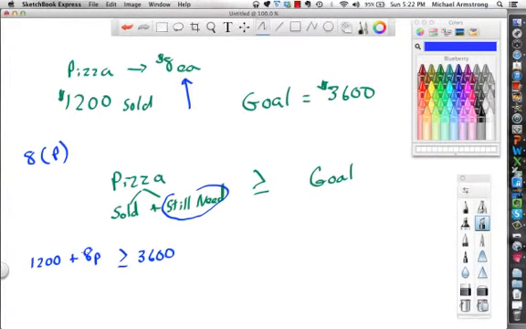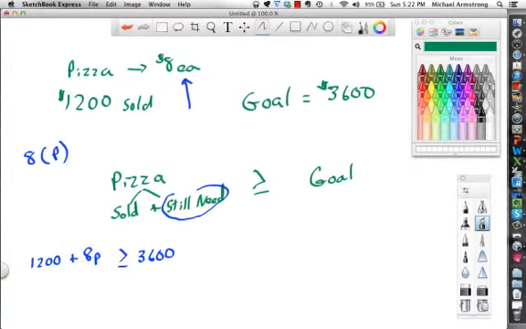One pizza would be $8. Two pizzas would be $16, and so on. And so this will just add on to the $1,200 they've already sold. This is an inequality. This is how they did it in the book, and it's how I wanted to do it. So I'm glad that we agree, the book and I, on what it should look like.